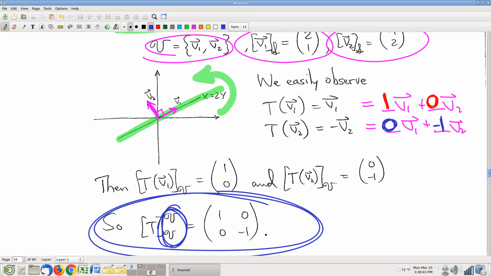So what I really need to make this example really complete is how would I convert this information about T with respect to the V basis?